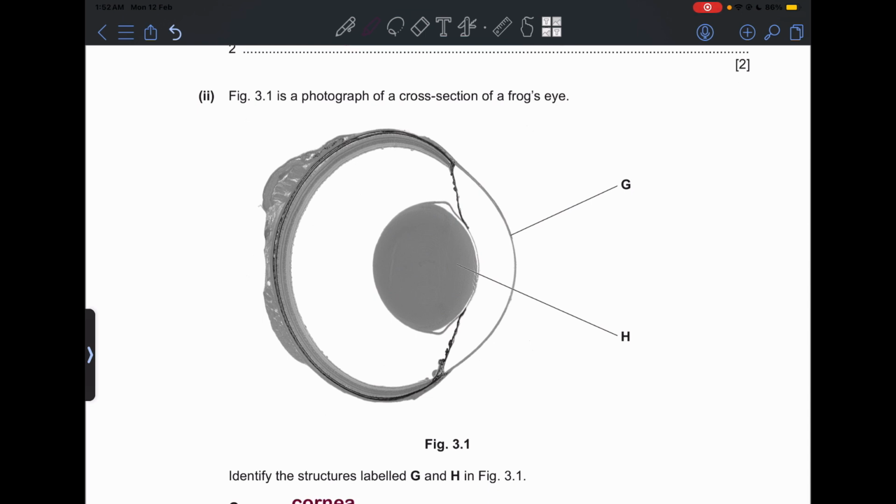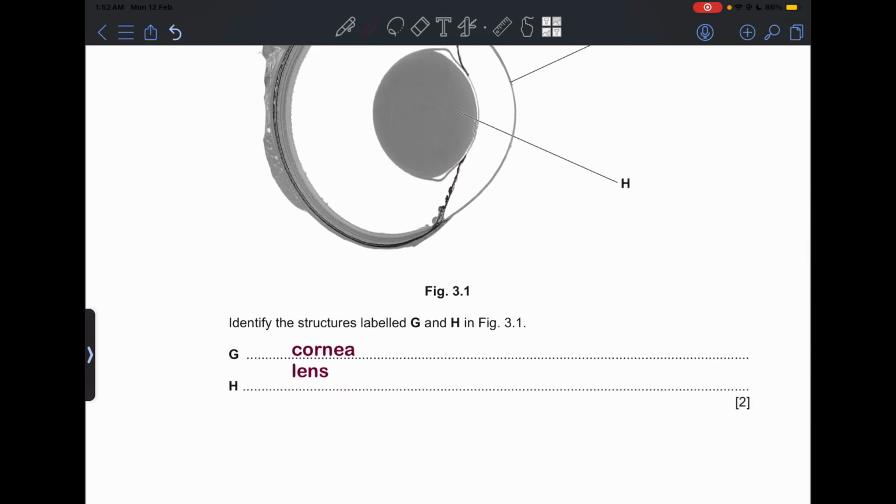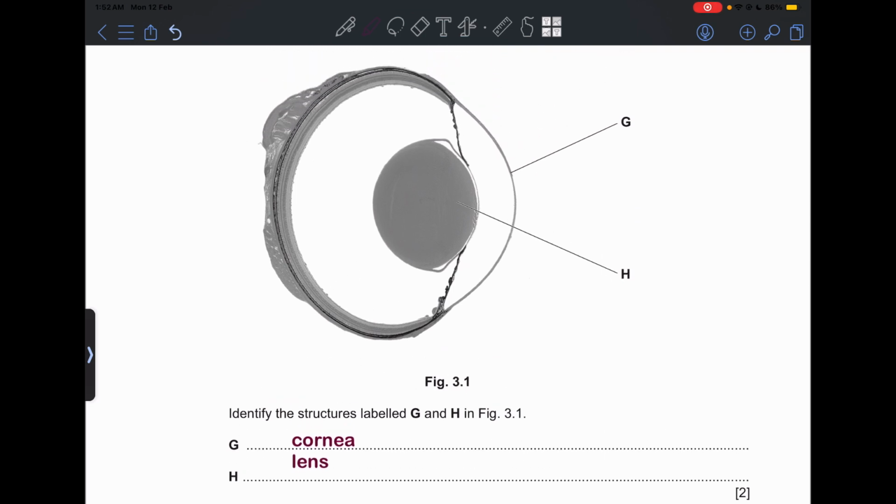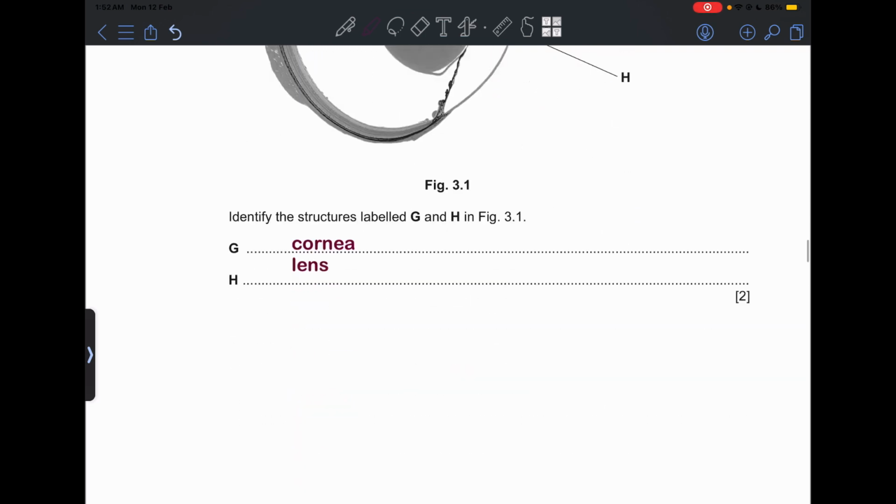Identify the structures labeled G and H in figure 3.1. So G is actually the cornea and H is actually the lens.